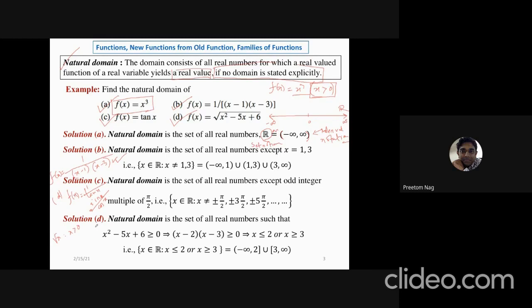So the natural domain is the set of all real numbers such that x square minus 5x plus 6 is greater than or equal to 0. Now, x square minus 5x plus 6 greater than or equal to 0.